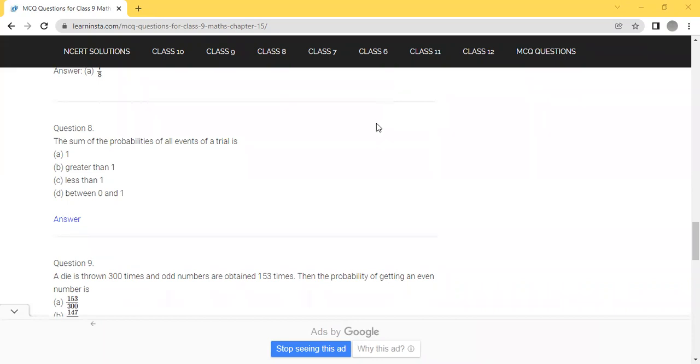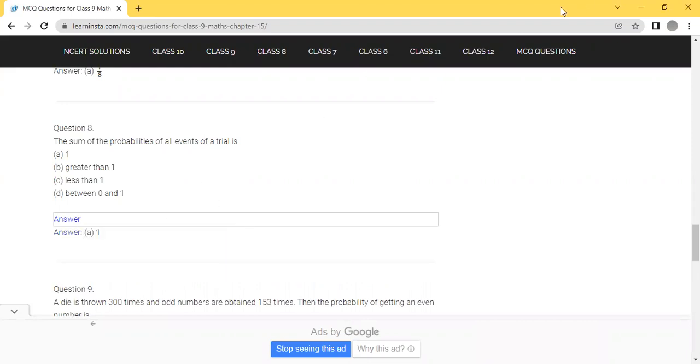The sum of probabilities of all events of a trial is: greater than 1, less than 1, 1, or between 0 and 1. Yes, what's the answer? 1. Yes, this we have shown in the class that whenever we are performing an experiment, the sum of all the probabilities of the events is always 1. So when you add all the probabilities, the answer is 1. Okay. Next.